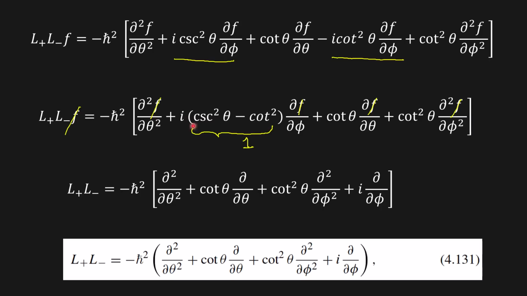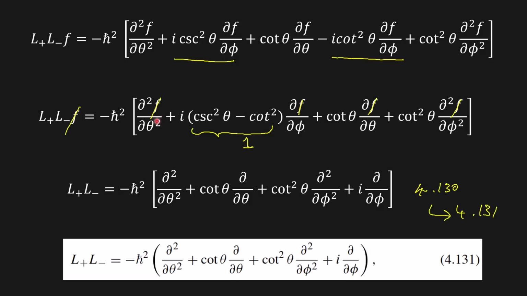So I can take this at the end, that is I delta over delta pi. This will become I. You have I here. I delta over delta pi. Then this term is cot theta delta over delta theta. And the next term is cot squared theta delta 2 over delta pi 2. So which is exactly equal to equation 4.131. That is, we started with equation 4.130 and ended up with 4.131. So hence this answer.